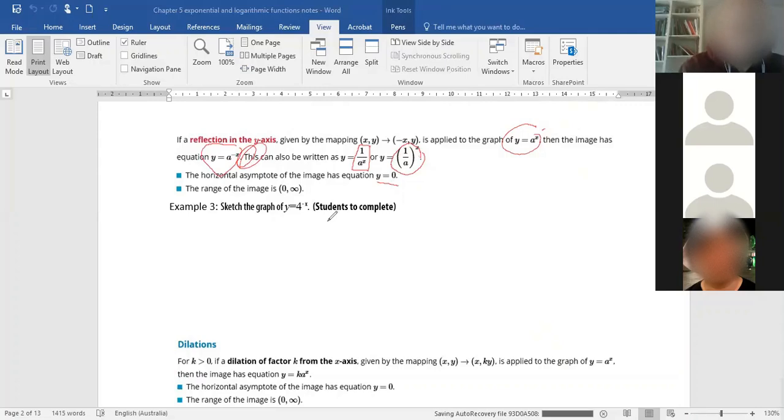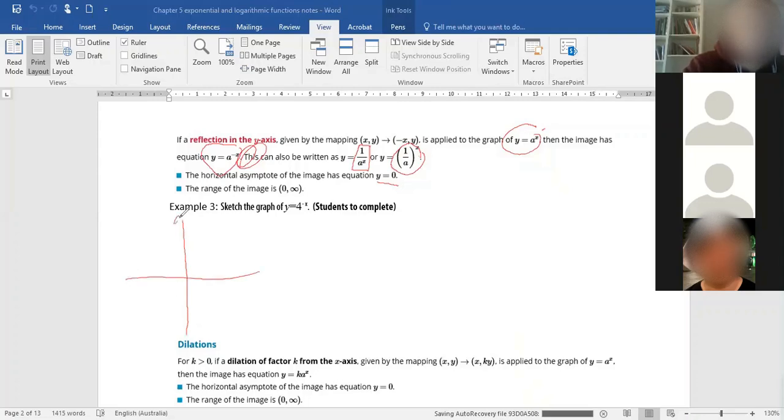So I've got here example 3, sketch the graph of y equals 4 to the power of negative x. I'm going to give you a minute to sketch that. Quickly, 1 minute, have a sketch of that, see what you think. Remember, it is reflected in the y-axis here. And I'll quickly draw something up while you're doing it.